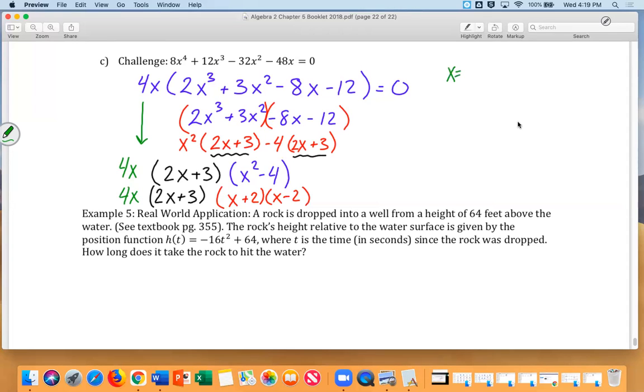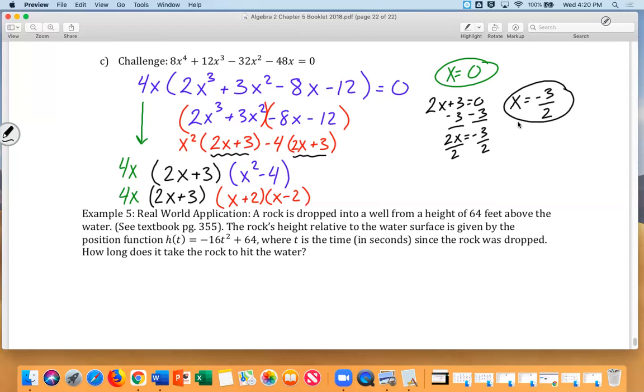So the green term, 4x equals 0. Well, that's x equals 0. Black term, 2x plus 3 equals 0. Well, if I subtract 3, that gives me 2x equals negative 3, divide by 2, and x equals negative 3 halves. In the red terms, I have x plus 2 equals 0. Well, that's x equals negative 2. And I have x minus 2 equals 0. And that's going to be x equals positive 2.